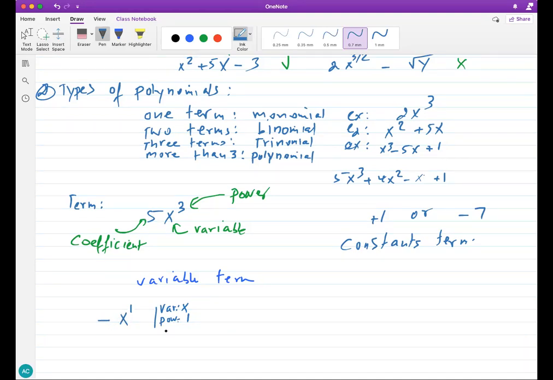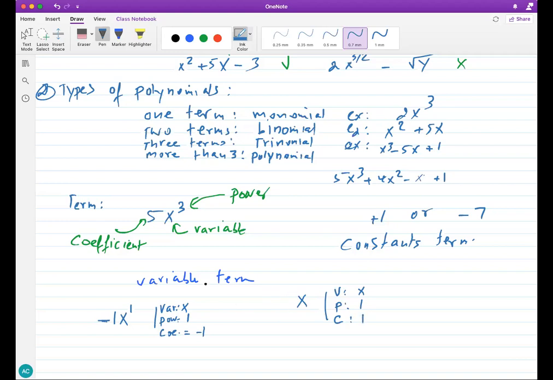What's the coefficient of this term? 1. Not exactly 1, but negative 1. An invisible negative 1 there, so that's the coefficient. Okay, so x is the variable, the power is invisible, the coefficient is also invisible, which is negative 1. Or if you have this, the variable would be x, the power would be 1. What's the coefficient? 1. Also an invisible 1.